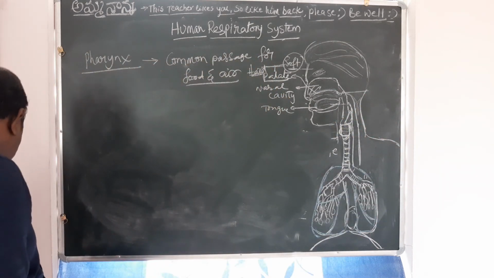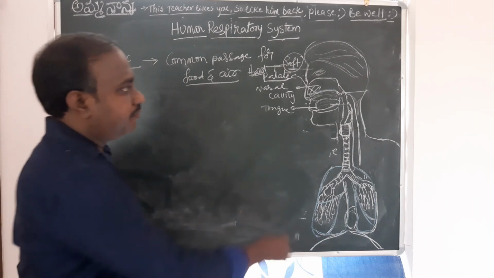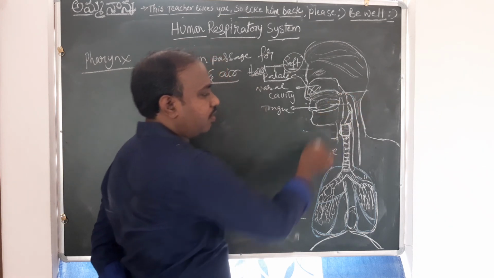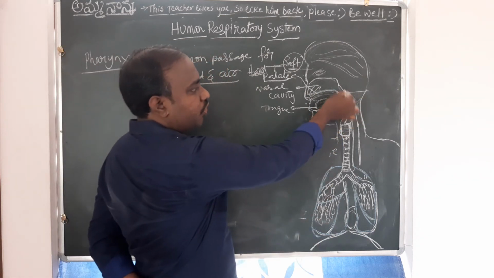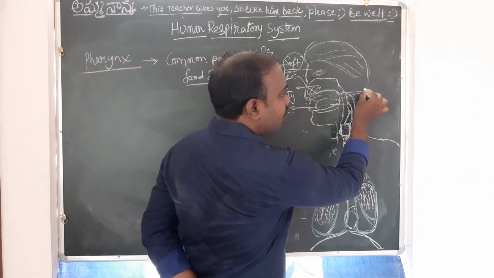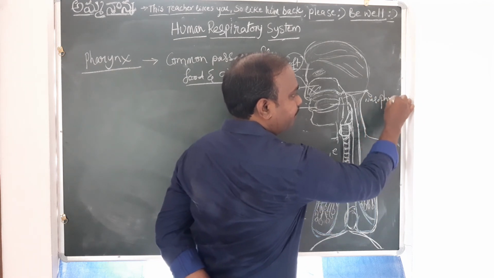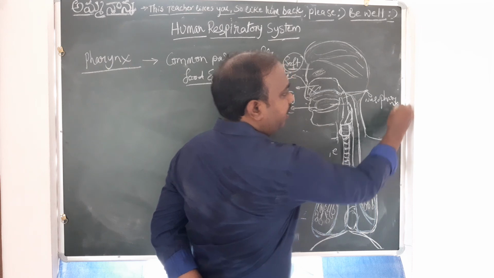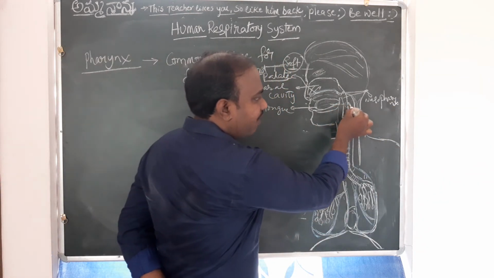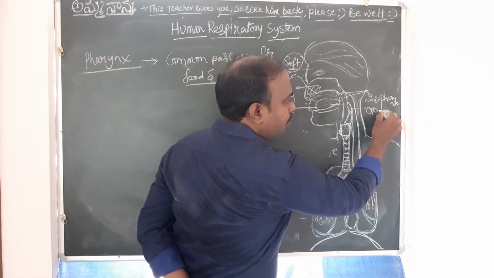The pharynx region has three parts, as a matter of fact. The part which is on the upper side, close to the nasal cavity, is called the nasopharynx. Where there is the oral cavity region, it is called the oropharynx.